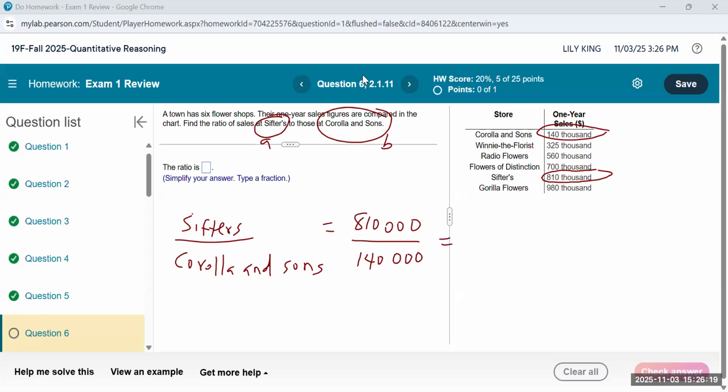Now we need to find a reduced form. You can type this in your calculator. And this gives 81/14. Let your calculator do this work for you. Use the fraction button on your calculator, and that will give you the reduced form of this fraction.